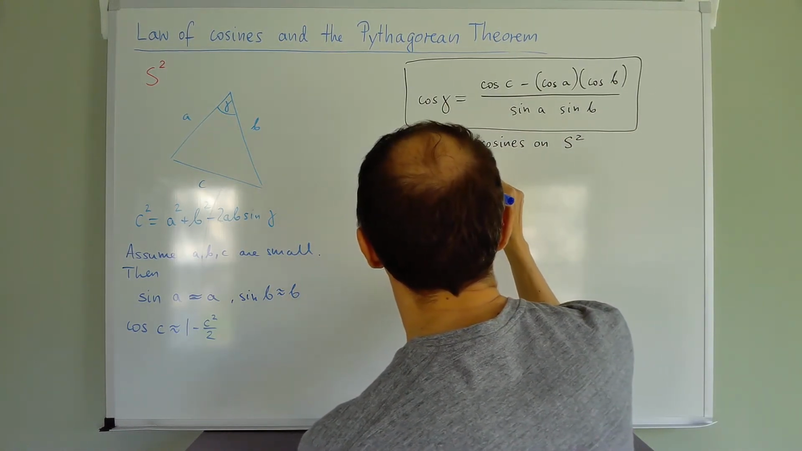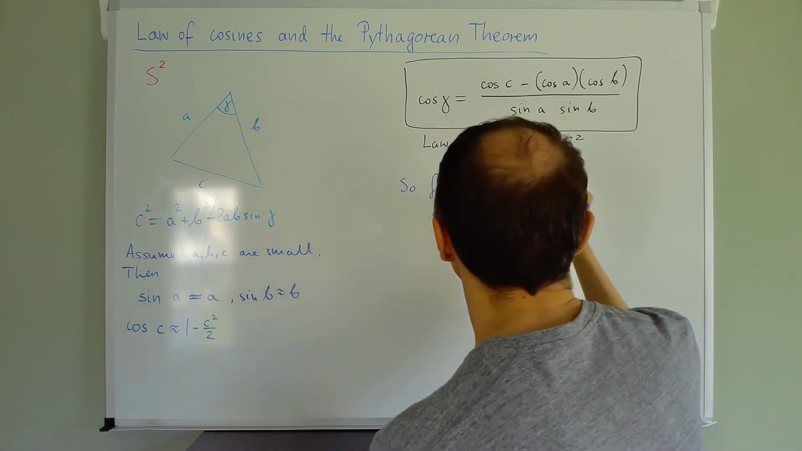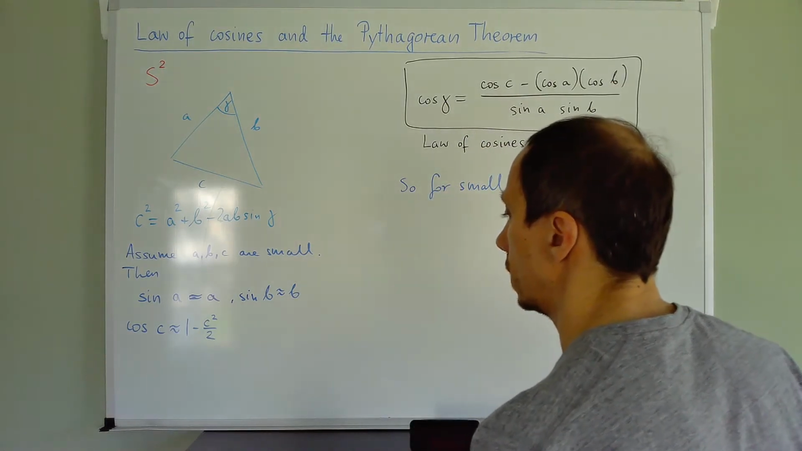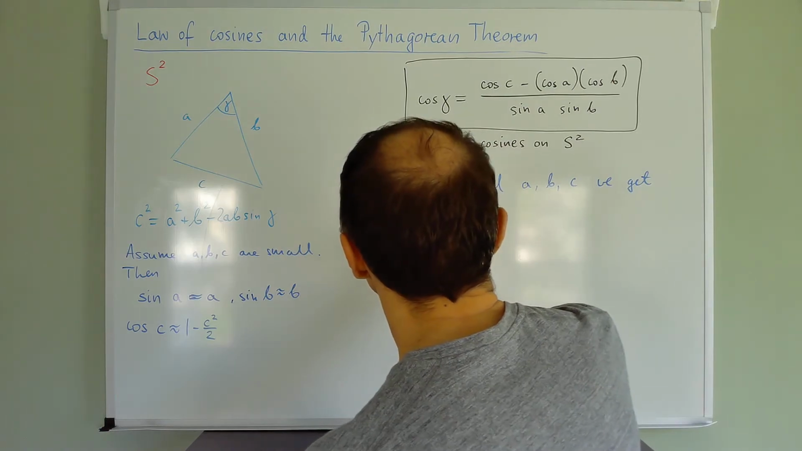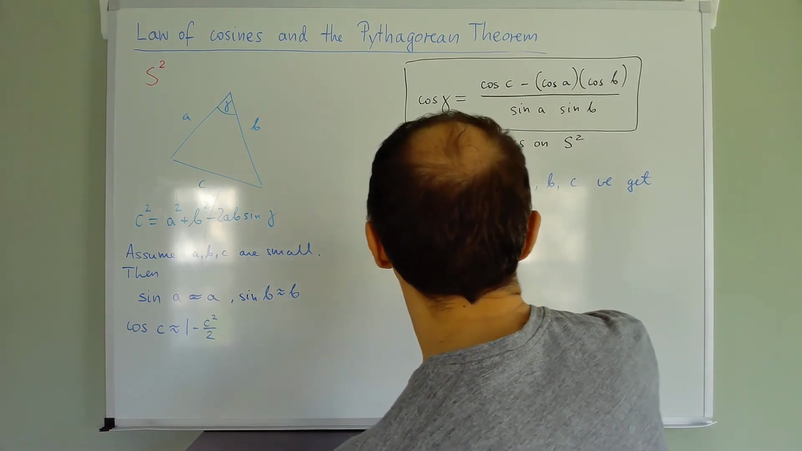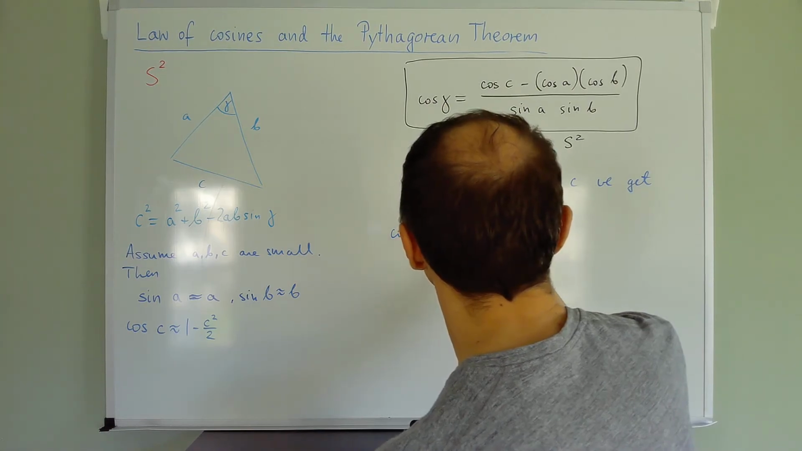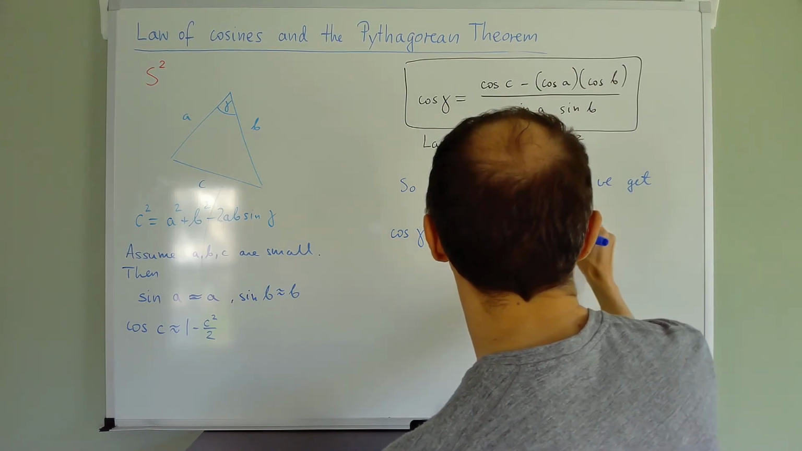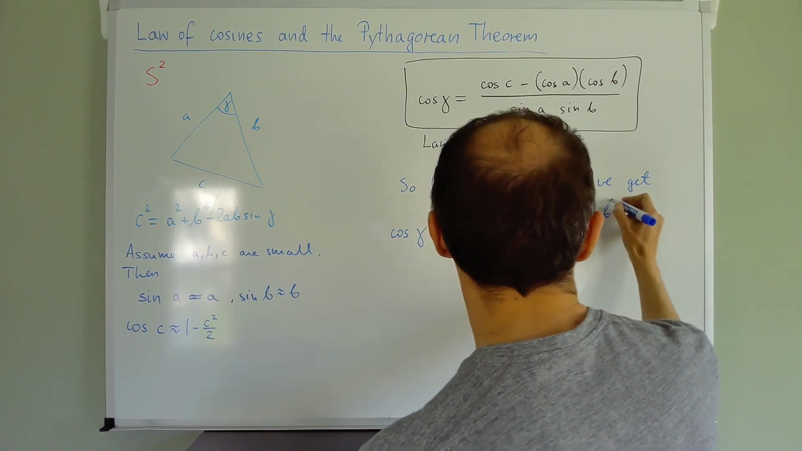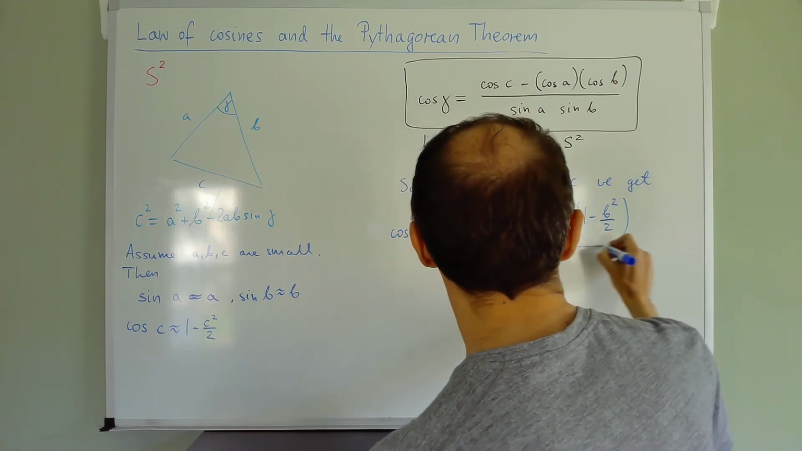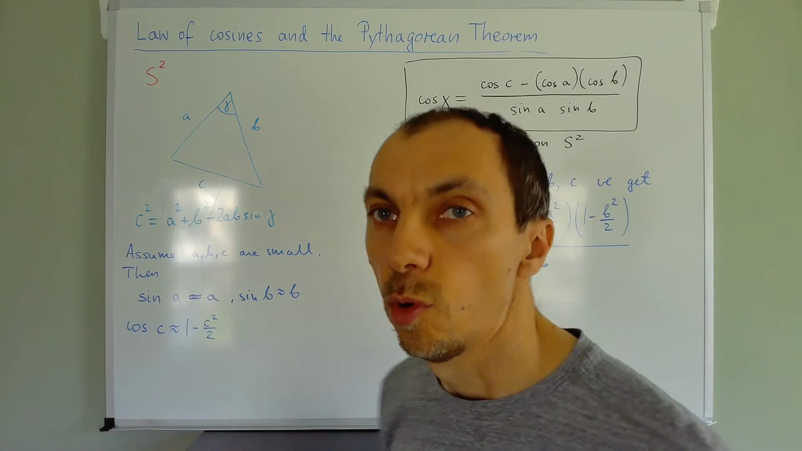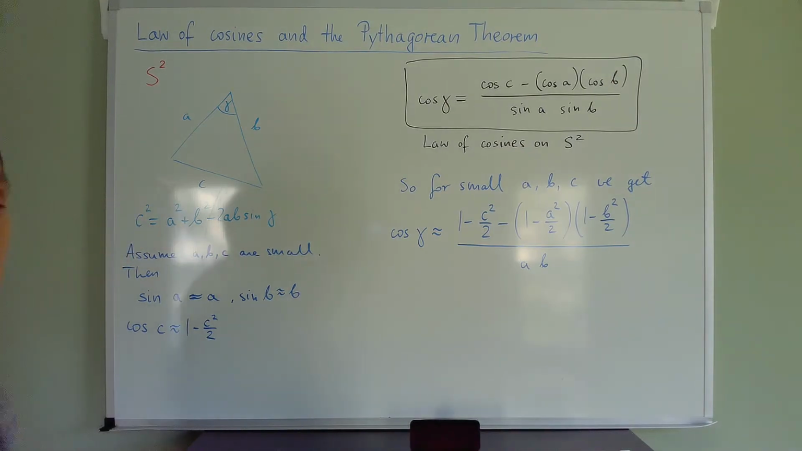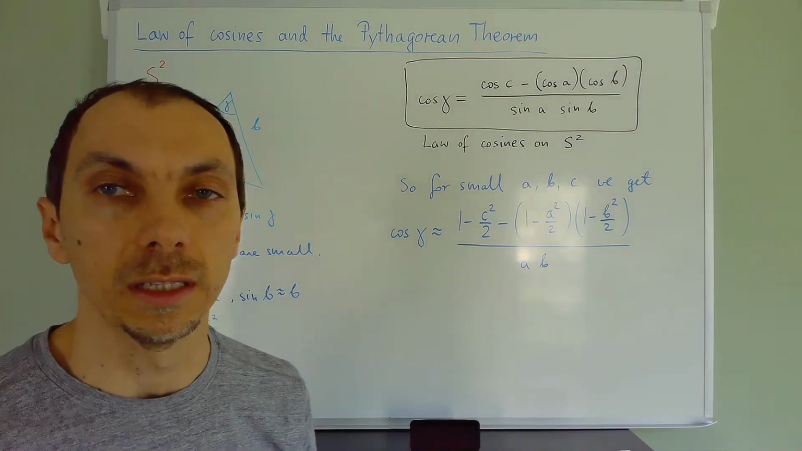So for small a, b, and c, we get that cosine of gamma is approximately equal to cosine c, which is 1 minus c squared over 2, minus cosine a times cosine b, which will be 1 minus a squared over 2 times 1 minus b squared over 2, and everything divided by ab. Well, first of all, look, squares appeared, right? Just like in the classical law of cosines on the plane.